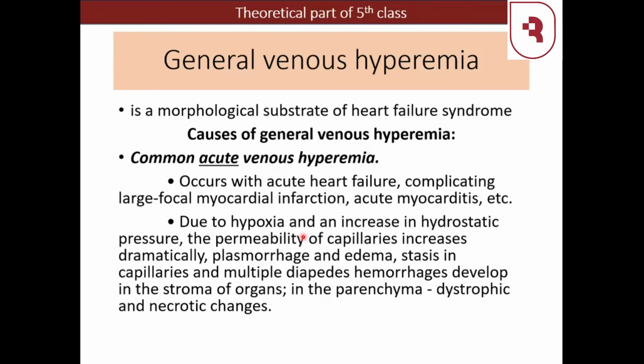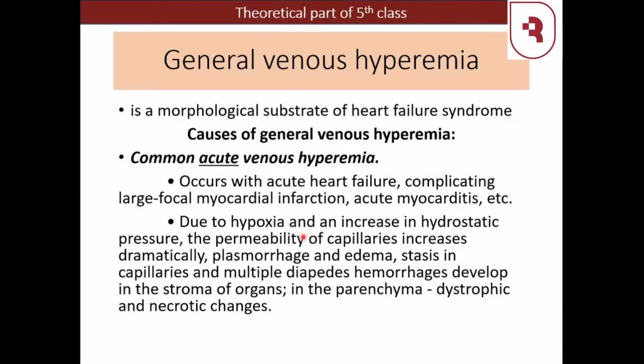General venous hyperemia is the morphological substance of heart failure syndrome. The most important etiological factor for its development is heart insufficiency. When we see problems in the ventricles of the heart, we will see venous hyperemia in the organs, which may be acute or chronic, but all of them will have the same pathogenesis, and as a result the same changes in these organs. That's why we will discuss it a bit later, together.